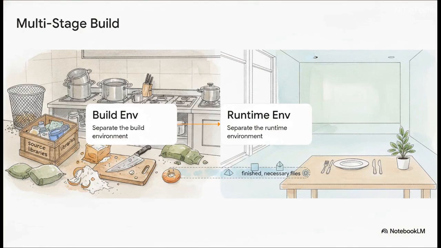And that brings us to a real game changer, the multi-stage build process. By splitting up your Dockerfile into 2 steps, Step 1 for the build environment and Step 2 for the runtime environment, you safely separate the messy prep kitchen from the pristine dining room. You compile everything in Step 1, and then you only carry the finished, totally necessary files over into Step 2. It keeps those production images incredibly lean.